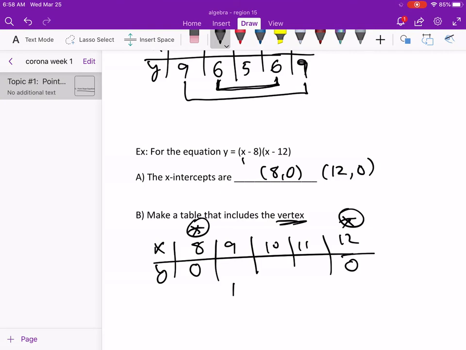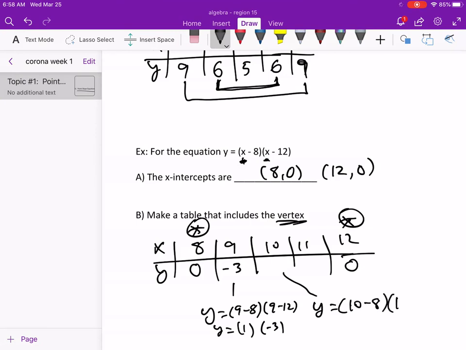If I plug a 9 in, the y value would be 9 minus 8 times 9 minus 12, and the y value would be 1 times negative 3, negative 3. If I plug a 10 in for x, we're just going to replace the x's with a 10. The y value would be 10 minus 8 times 10 minus 12, and that would be 2 times negative 2. Oh, interesting. 2 and negative 2. So this would be negative 4 here when I multiply those two together.